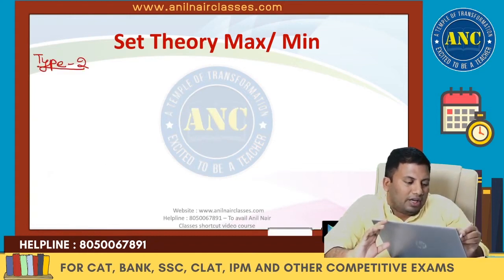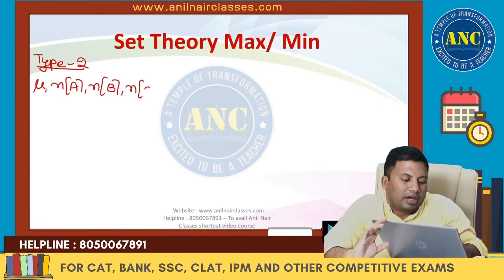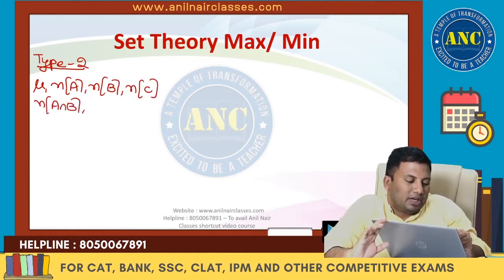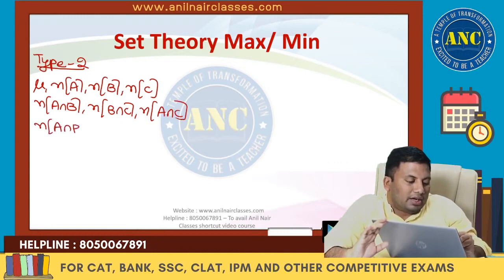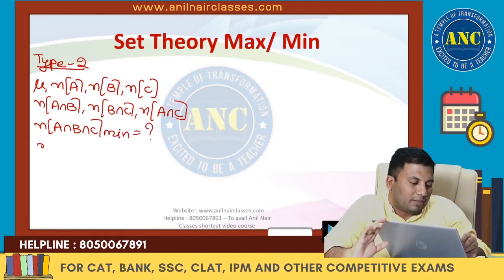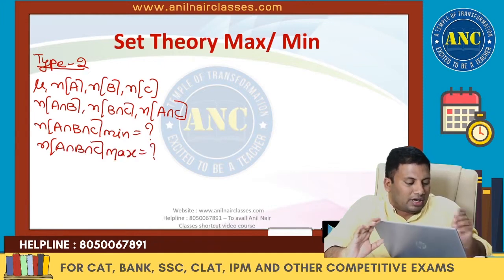We will write down here: mu will be given, n of A will be given, n of B will be given, n of C will be given, n of A intersection B is given, B intersection C is given, A intersection C is given. n of A intersection B intersection C minimum value I need to determine, and n of A intersection B intersection C maximum value we have to determine.